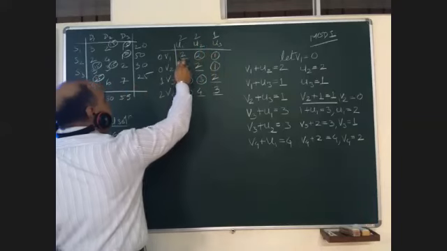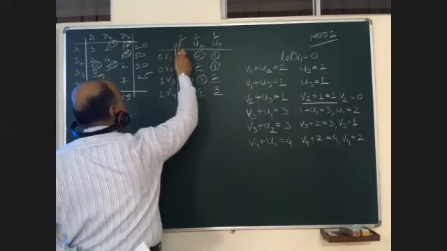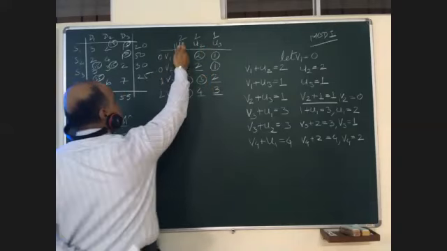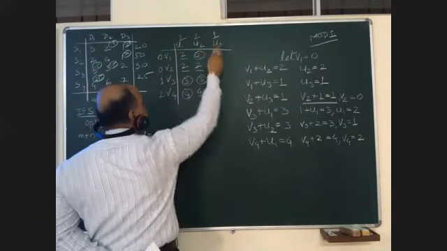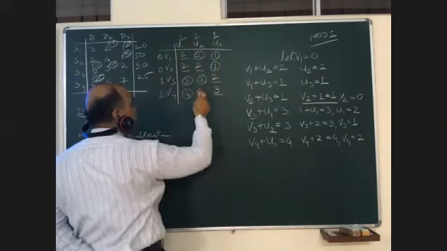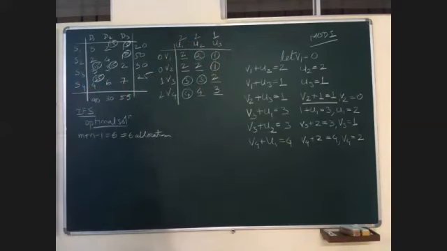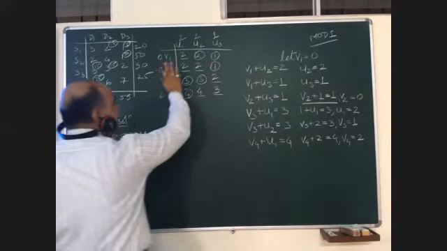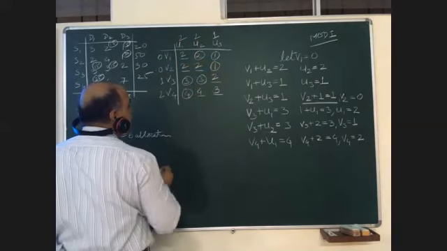Now I tried to fill the blank spaces. 0 plus 2, 2, 0 plus 2, 2, 0 plus 2, 2, 1 plus 1, 2, 2 plus 2, 4, 2 plus 1, 3. Got this?